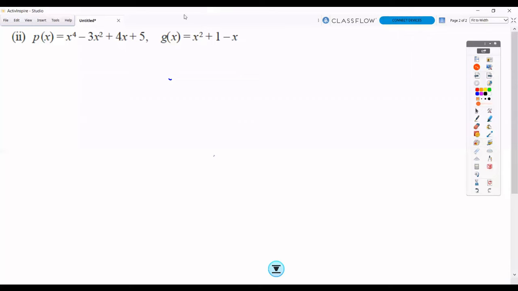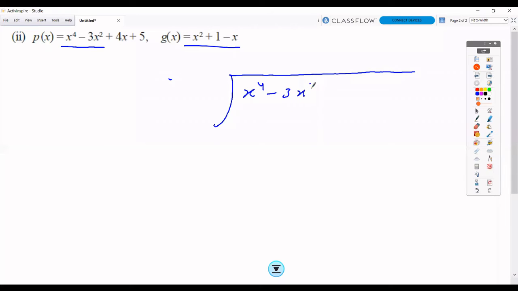Okay, so the first polynomial is given this, the second polynomial is given this. So we are supposed to find the division. If we are finding the division, we will keep this as it is, x4 minus 3x square plus 4x plus 5, divided by x square plus 1 minus x. We are supposed to remember that this is a three term polynomial now. So every time you are supposed to think about like terms. If you are not changing the position of the term. Here, I am not changing the position of the term.